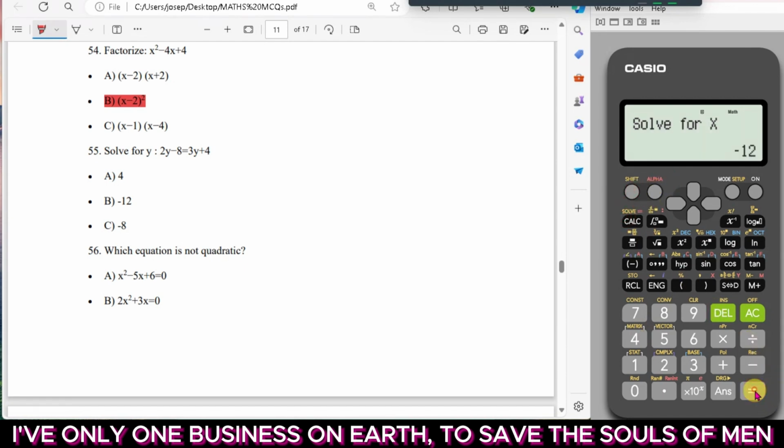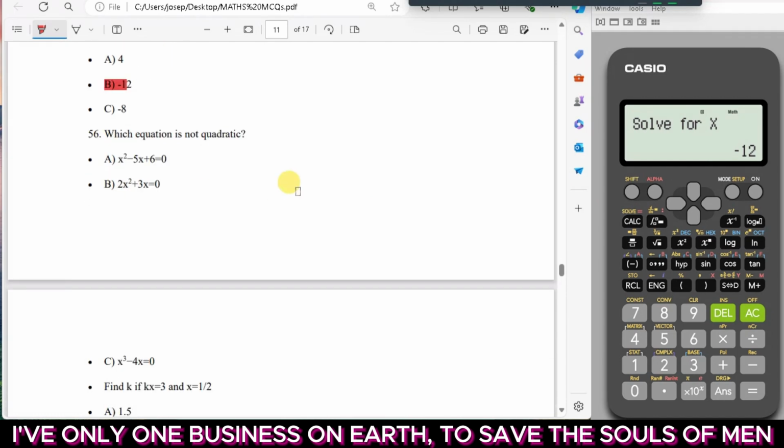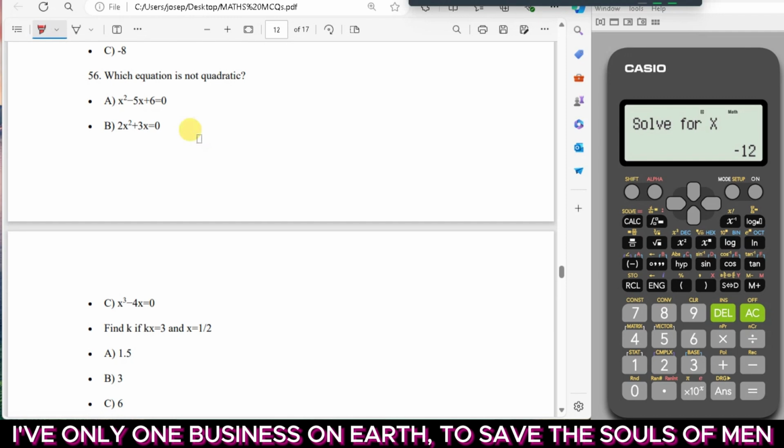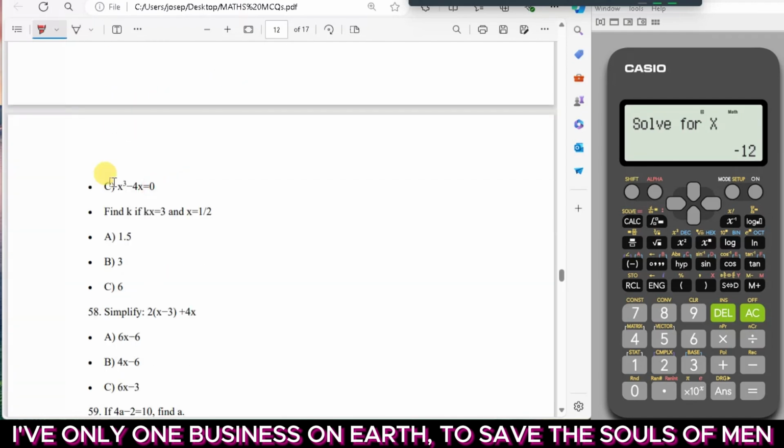We come to question 56. 56 says, which equation is not quadratic? Quadratic equations have the highest power as 2. The highest degree is 2. So if the highest degree is not 2, then it is not quadratic. So this is quadratic, this is quadratic. And you can see that the C is a cube root, which means it's not quadratic. So the answer is C.